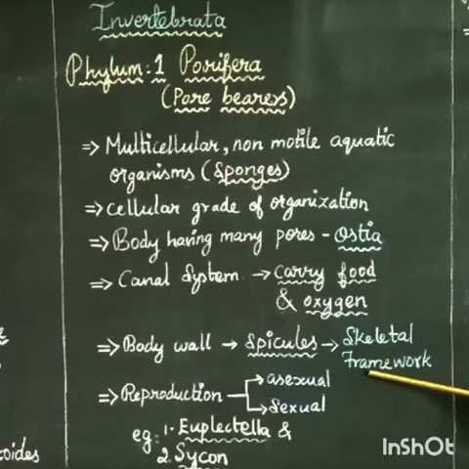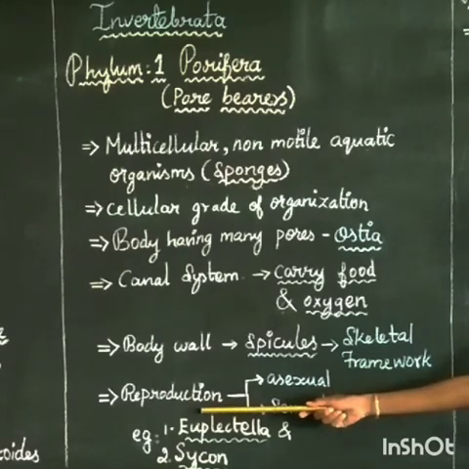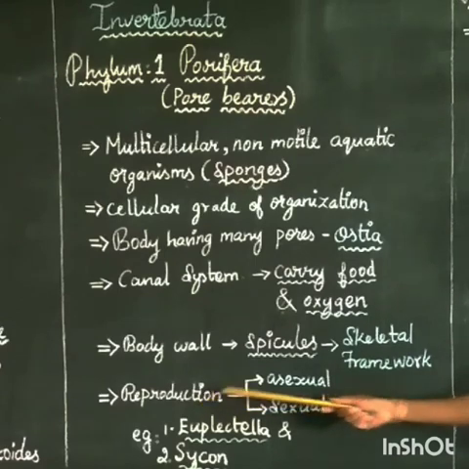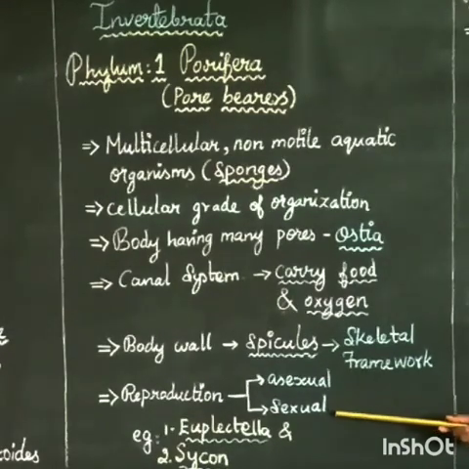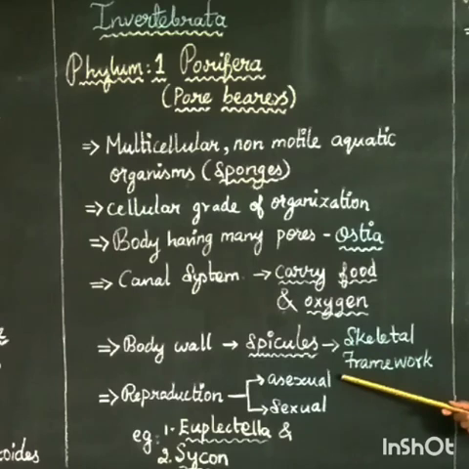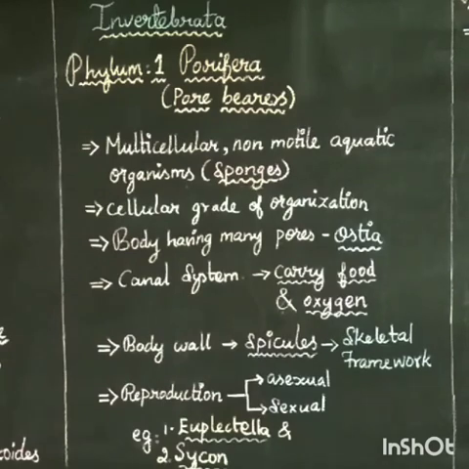Then what about reproduction? What is meant by reproduction? That is reproducing a young one, creating the next generation. Two types of reproduction are seen in this phylum Porifera. The first one is asexual reproduction, and the second is sexual reproduction. What is meant by asexual reproduction? It is the formation of young ones without the involvement of male and female. Here a parent itself, not a male or female, a general common individual, develops a young one.